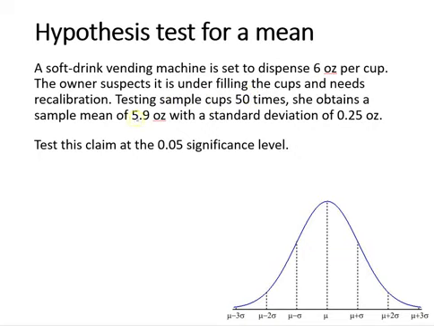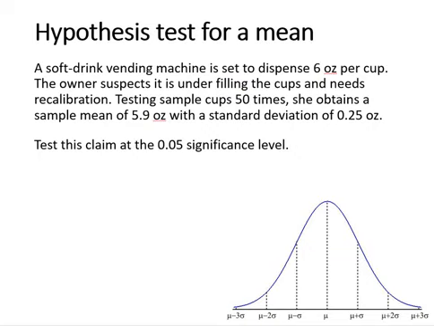Out of those 50 cups, we've got a mean of 5.9 ounces, so below the 6 ounces that it should be dispensing, and a sample standard deviation of 0.25 ounces. So we're going to test the claim that it is underfilling those cups.